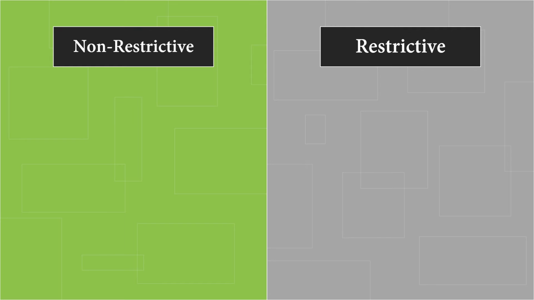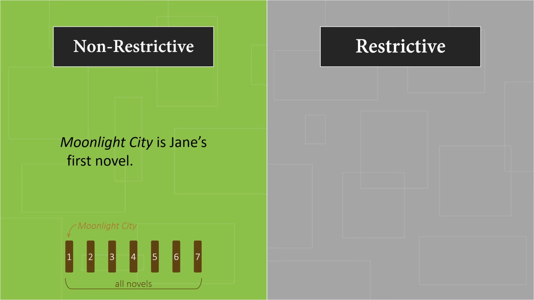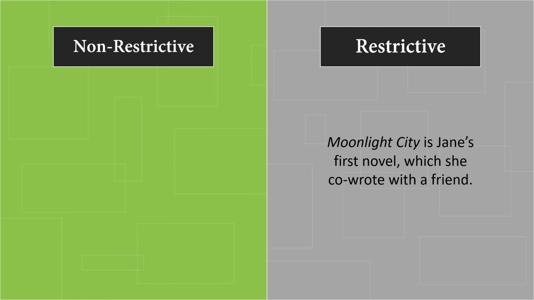Let's take a look at how whether a clause is restrictive or not can affect the meaning of a sentence. Consider, "Moonlight City is Jane's first novel, which she co-wrote with a friend." Here, the non-restrictive clause adds extra information to describe the novel, but the meanings of the two clauses are almost independent of one another. Without this relative clause, we still know that Moonlight City is the first novel that Jane ever published. But now consider the sentence with a restrictive clause instead. We'll remove the pause/comma in the middle and change the linker to that.